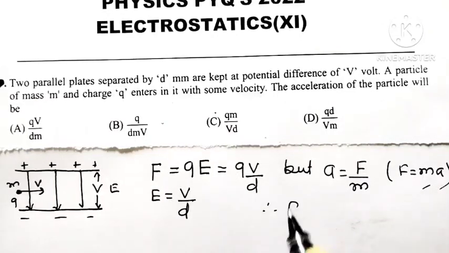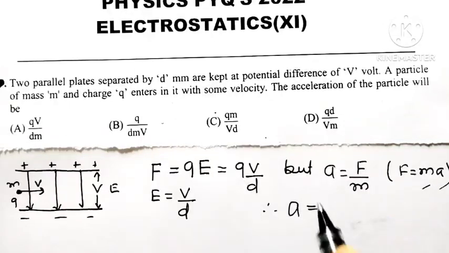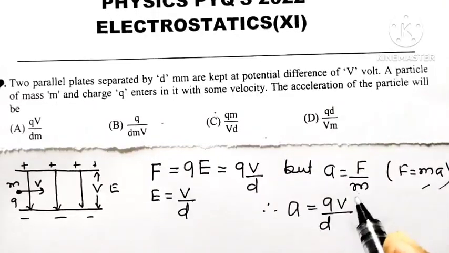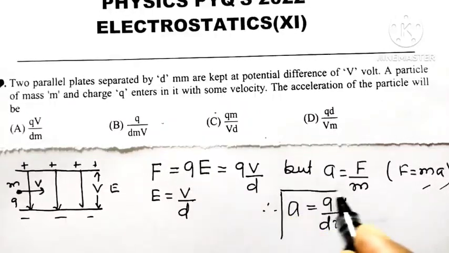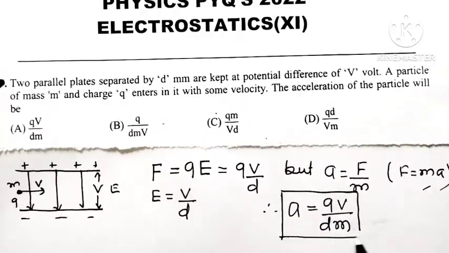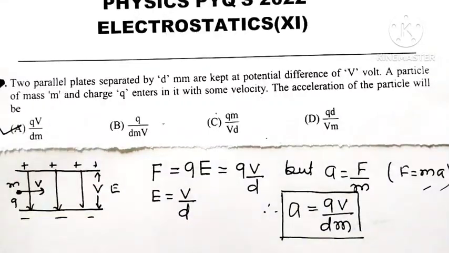Therefore the acceleration acting on the particle is equal to, in place of F we can write qV divided by d, and the mass remains in the denominator. So the net acceleration acting on the charged particle is qV upon dm. So out of the 4 options, option A is the correct option for this question.